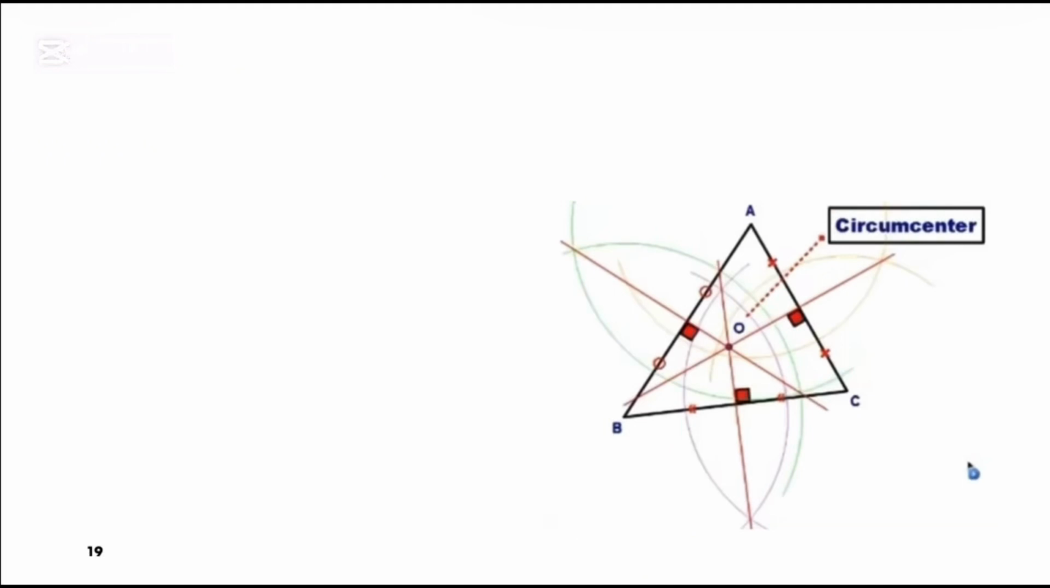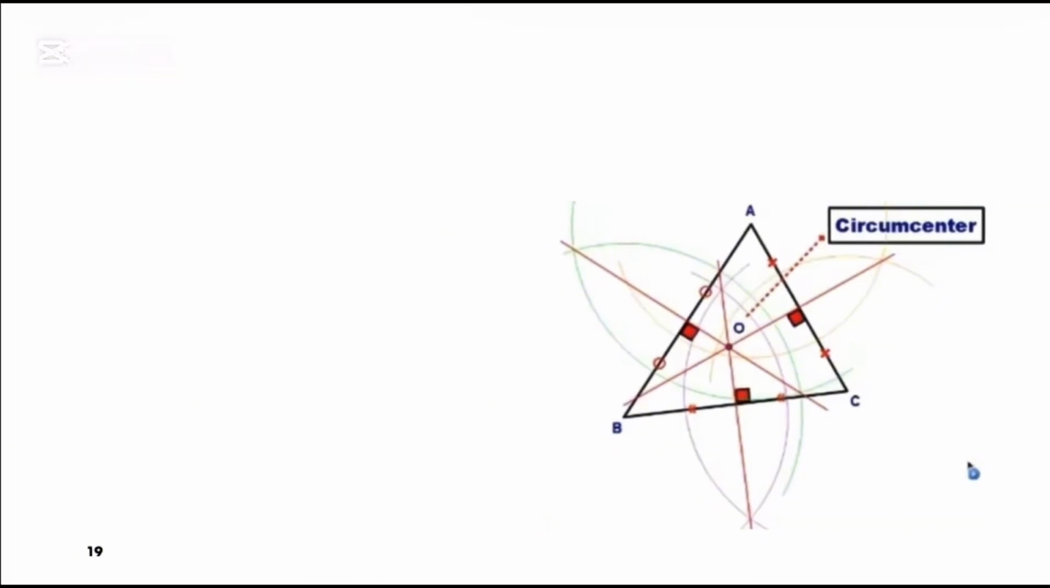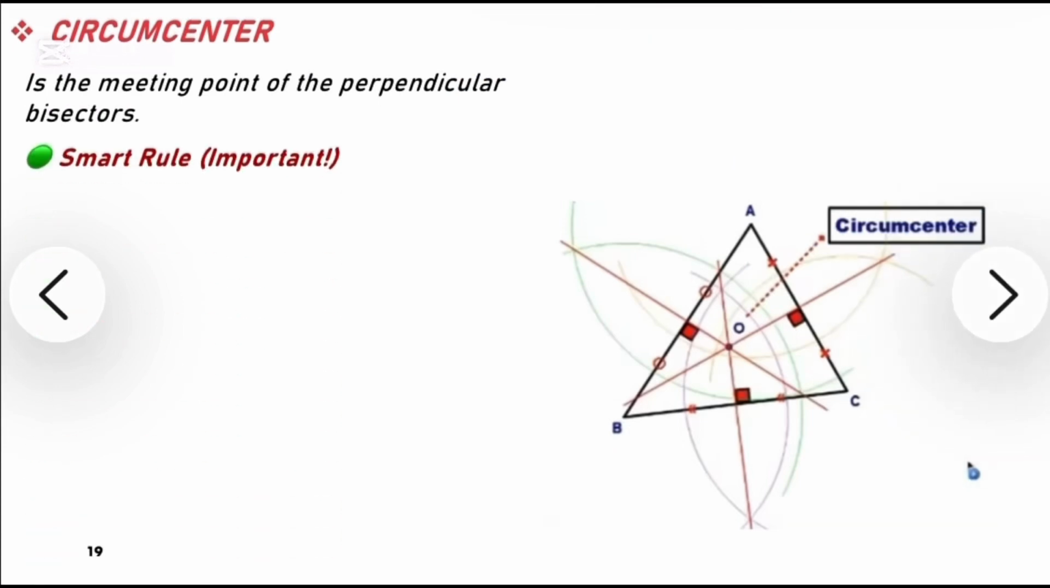Look, Omar. What happened? The 3 perpendicular bisectors intersect at one point. This point is called the circumcenter. So this point, circumcenter. So what is the circumcenter? It is the meeting point of all the perpendicular bisectors.